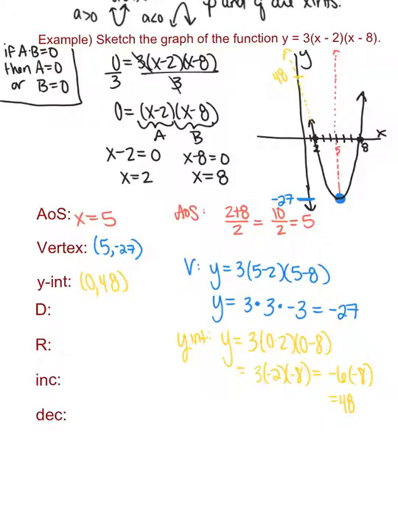Next, we're going to look at when the parabola is increasing, decreasing, and its domain and range. So my domain is still all real numbers. My range, my lowest value is negative 27, so the range is negative 27 to infinity. Let's see, increasing and decreasing. This one starts out decreasing, so it's decreasing from negative infinity until 5, and increasing from 5 to infinity. And that's it for a quadratic that's given in this intercept form.